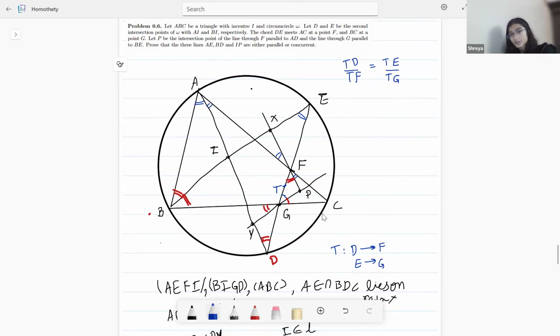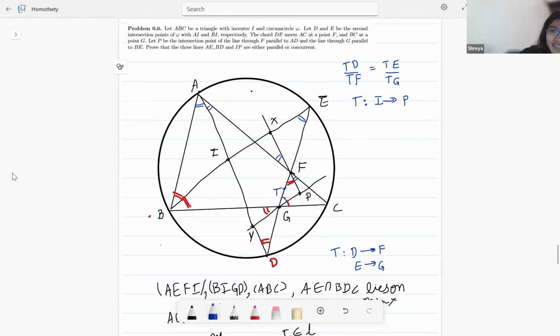Okay. So you have two lines. The idea is that I goes to P under this homothety, because AD will go to FP, and BE will go to GP. Oh God. Yes. Okay, wait, that reaction was so perfect. I want to find Ohm's solution now. Yeah, okay. And T lies on the radical axis because of this condition.